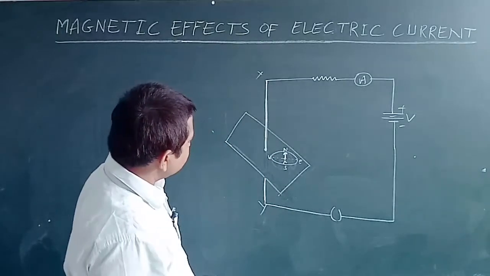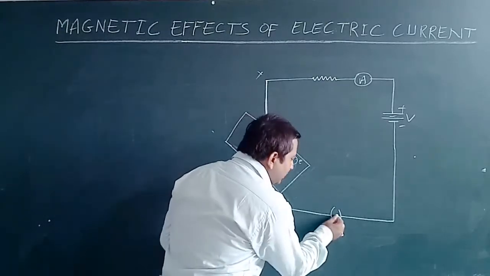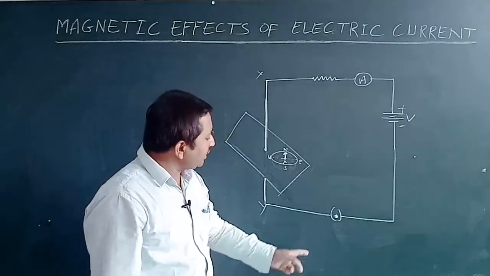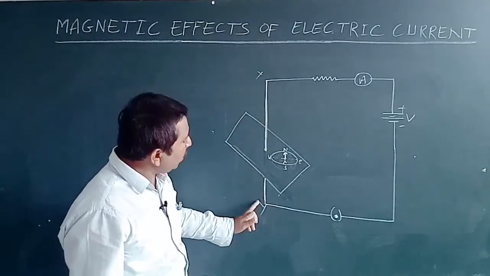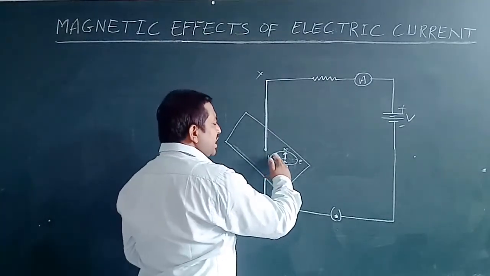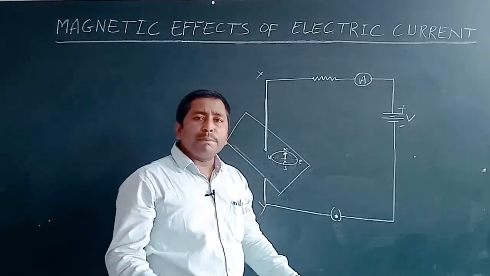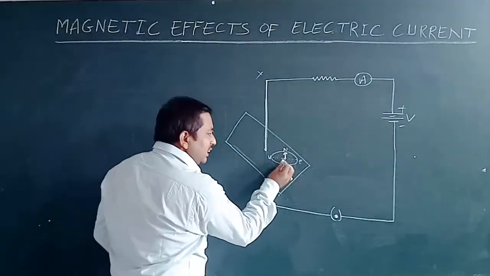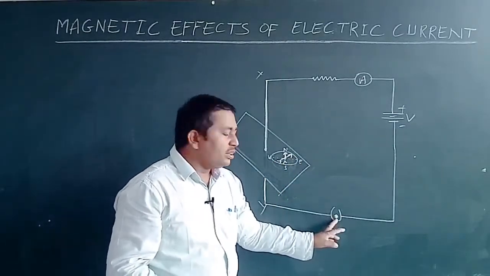So what will happen when there is a current flowing through the conductor? When we switch on the plug key, there is a current flowing from X to Y. As there is a current flowing through the conductor, a deflection occurs in the magnetic needle. This is a very simple phenomenon, and you can easily perform this activity. The deflection in the magnetic needle disappears when the plug key is off.